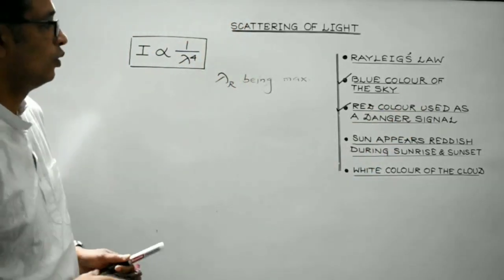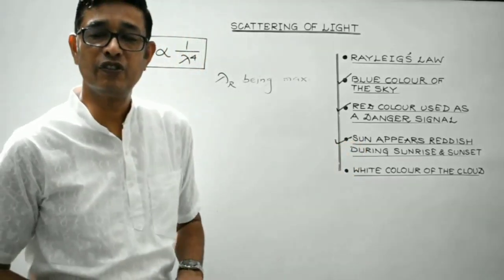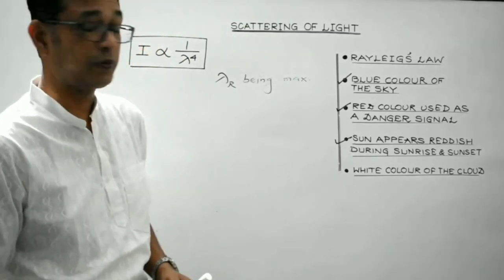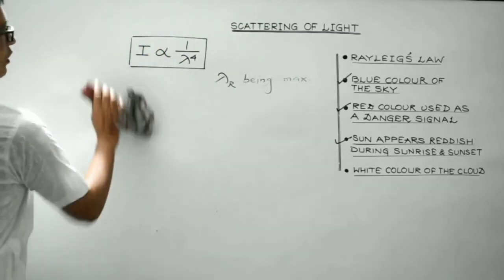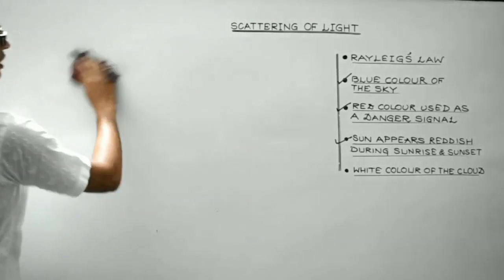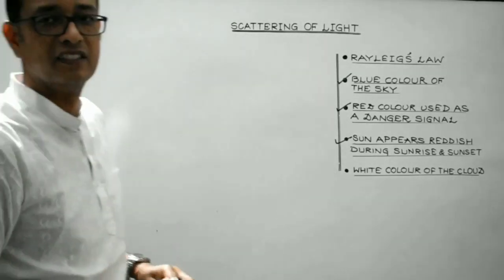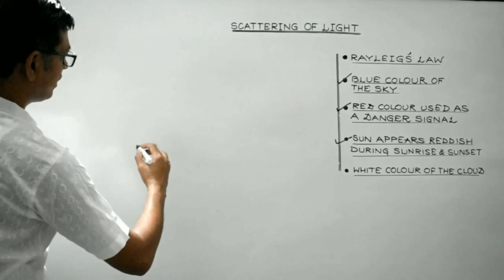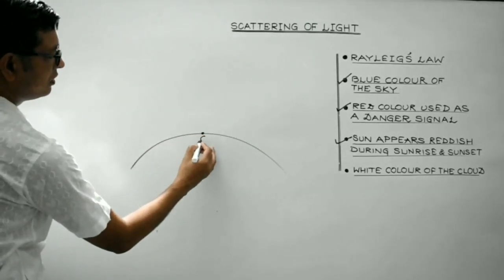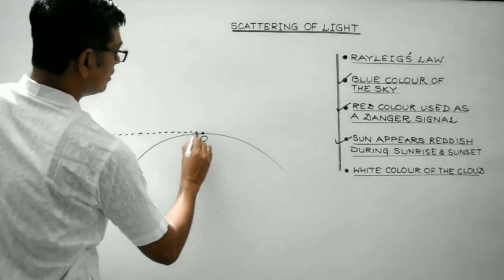Right? Okay, next application again. Sun appears reddish during sunrise and sunset. So this I will explain with the help of a diagram. We are all aware that during sunset or sunrise, the sun is near the horizon, right? So it can be diagrammatically shown in the following manner. Suppose this is the observer, and this can be considered to be the horizon, represented by the dotted line.